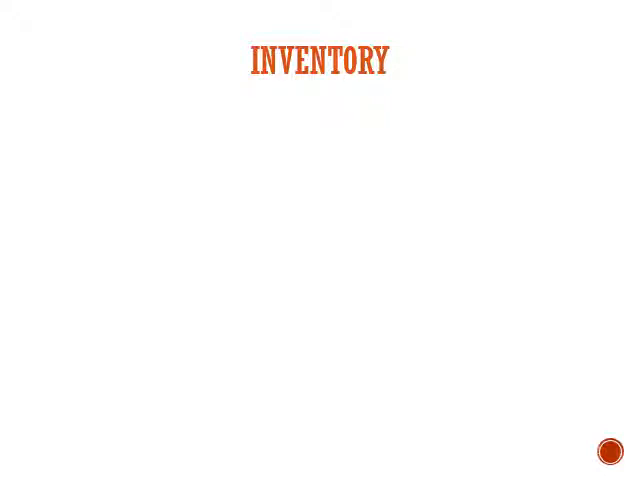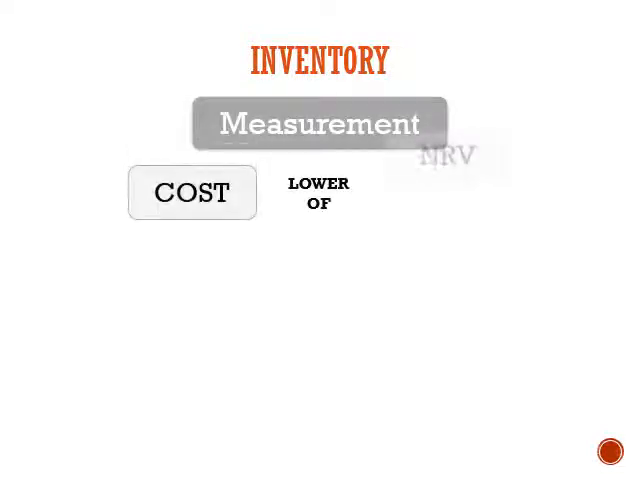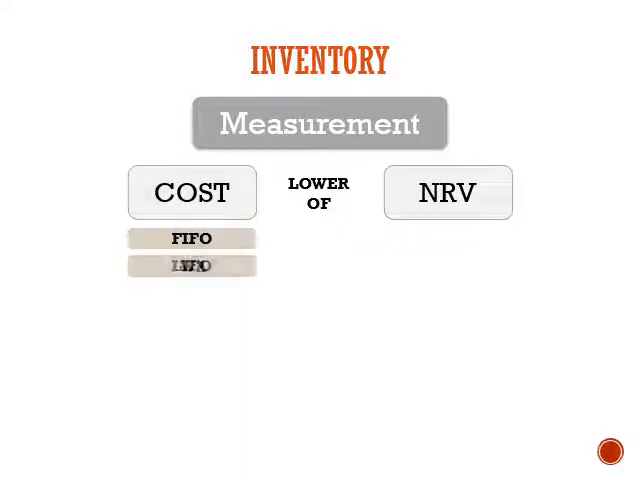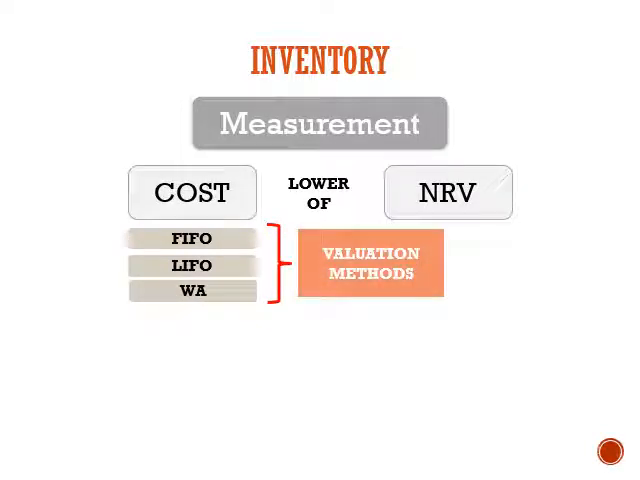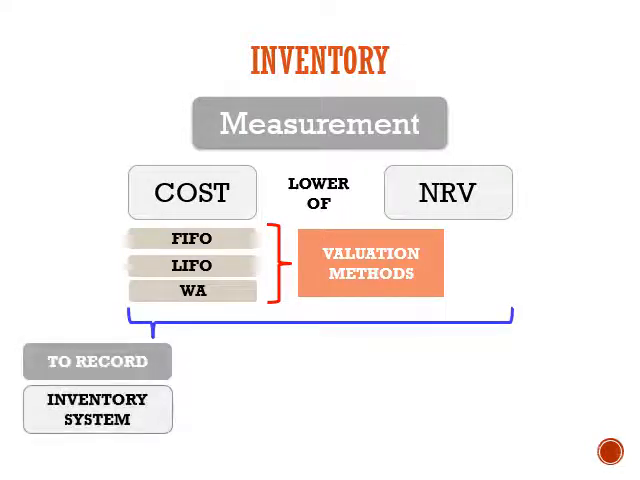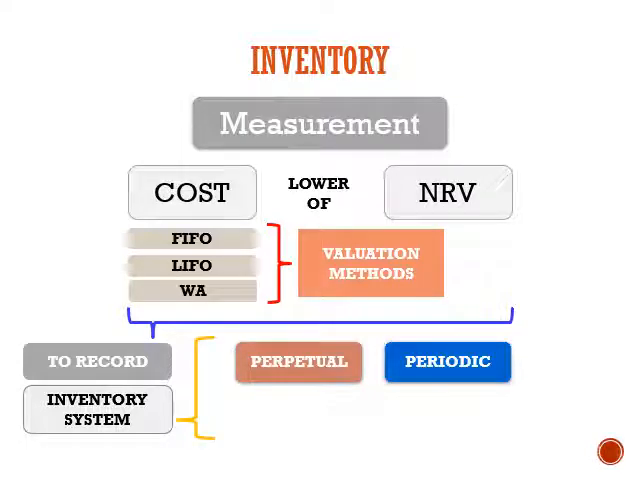Just to give you an overview of the whole discussion, in terms of measurement, the standard requires us to measure inventories after initial recognition, either at cost or net realizable value, whichever is lower. Under cost, you can either use FIFO, LIFO, or weighted average methods. These are the valuation methods to measure inventories under cost at the end of the financial year. And then we have the recording part. We call it the inventory system, or inventory recording system, or inventory accounting system. And for this recording system, we can either choose to apply the perpetual system or the periodic system.